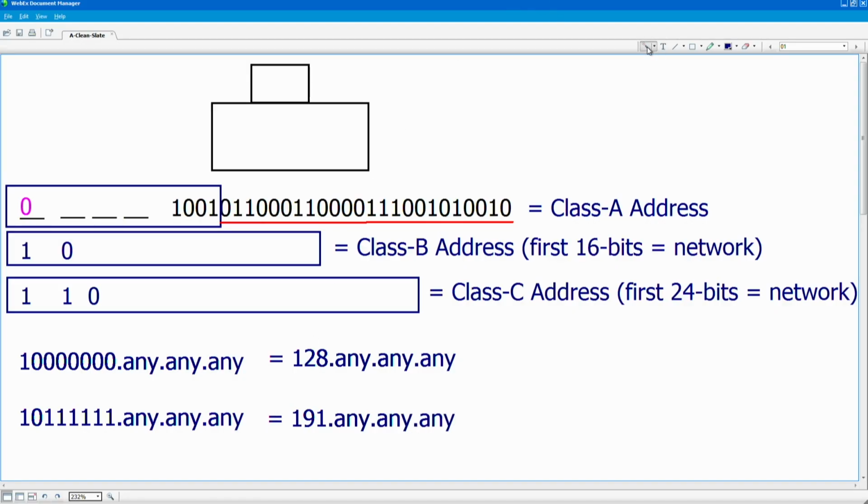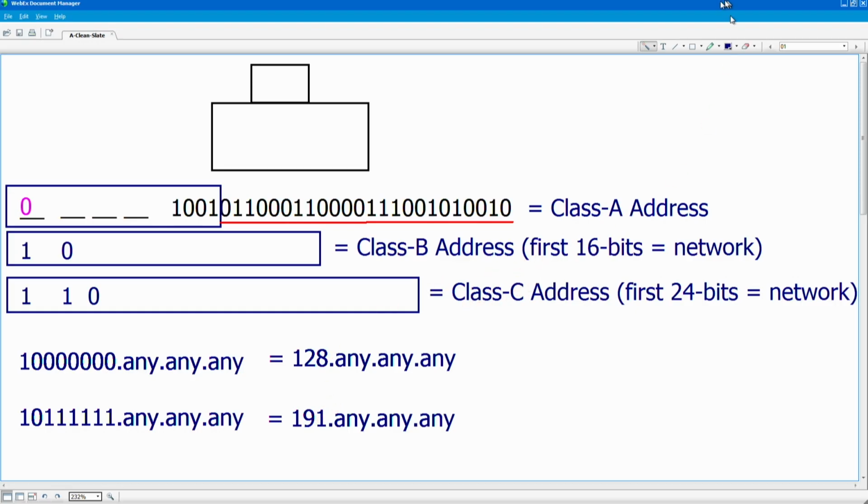So that's also something you should memorize as you pursue your CCNA certification. Class B is recognizable in binary by any IP address that starts out with 10, and it's recognizable in dotted decimal by any IP address that falls within the range of 128 up to 191.